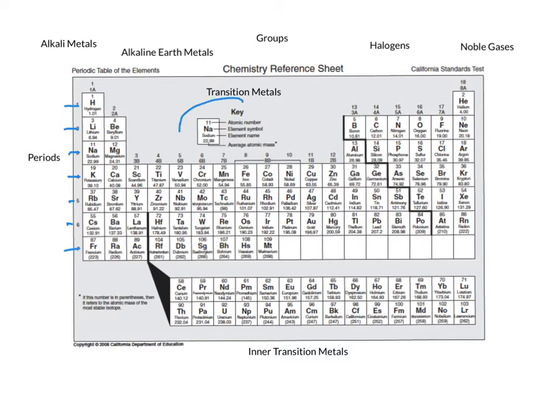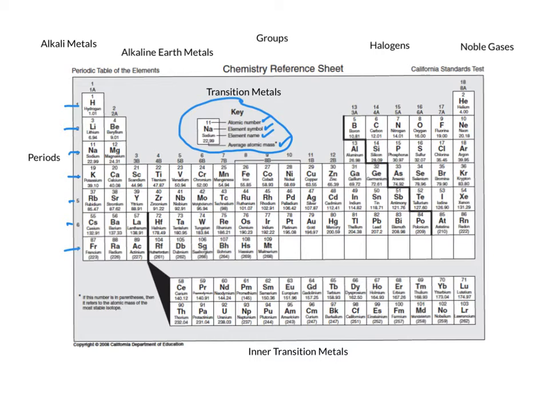You'll see a key, and you'll see that you'll have the atomic number, the symbol of the element, the name of the element, and the average atomic mass. Now, if you print it out or have available this periodic table from Canvas, you can follow along with me while we do a little highlighting.